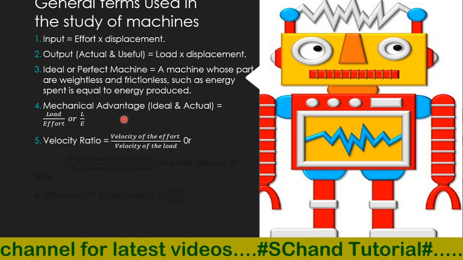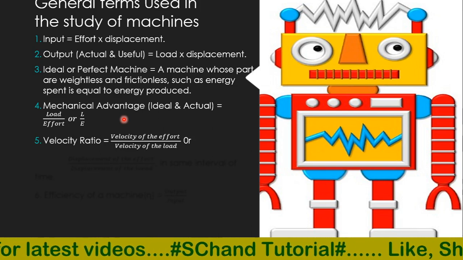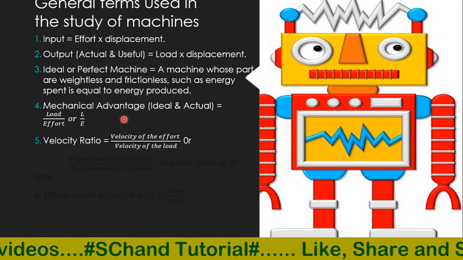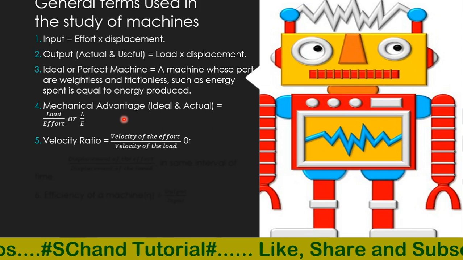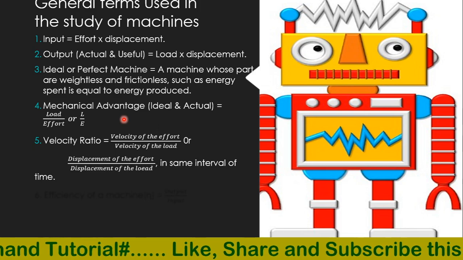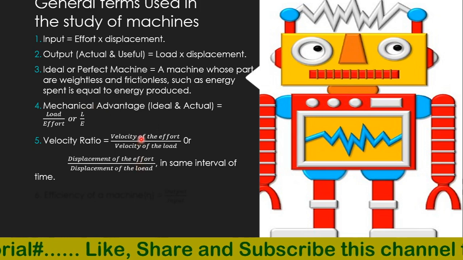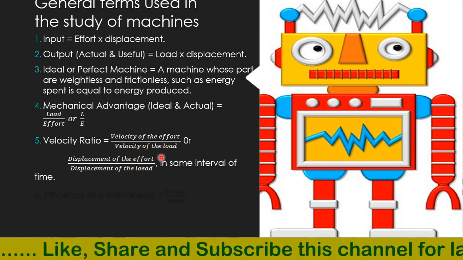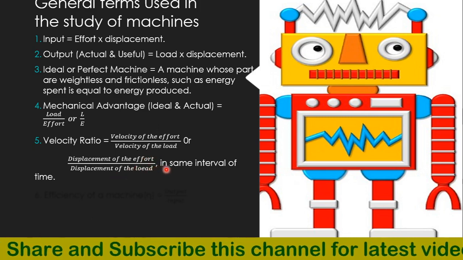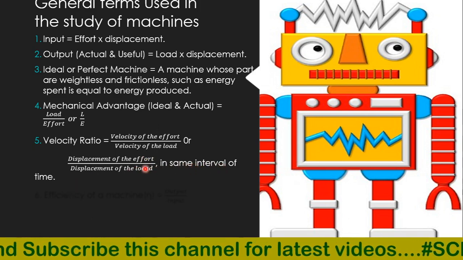Then we have the velocity ratio. Velocity ratio is the ratio of the velocity of the effort to the velocity of the load, or the ratio of the velocity at which the effort is applied on a machine to the velocity at which the load moves. Or it is represented by the displacement of the effort to the displacement of the load in the same interval of time. So you can write both definitions, velocity of effort to velocity of load, or displacement of the effort to displacement of the load. But in this case you need to mention in the same interval of time. If you are not mentioning this, then this definition will be wrong.